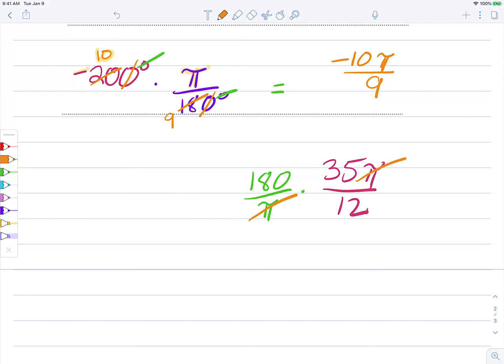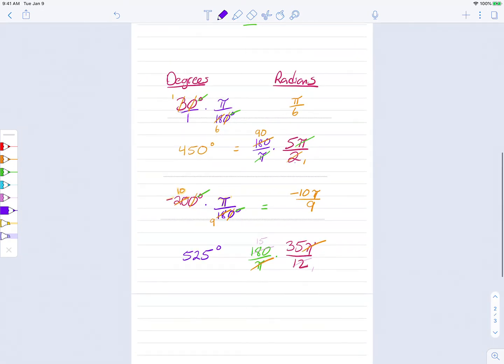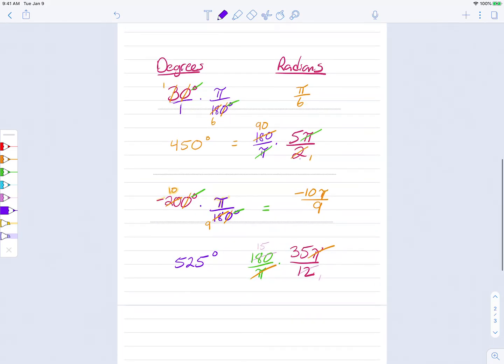Well, 180 actually can be divided by 12. So 12 divided by 12 is 1, and 180 divided by 12 is 15. So all I'm left with is a 15 times 35, which is 525 degrees. So that is how you're going to convert between degrees and radians.